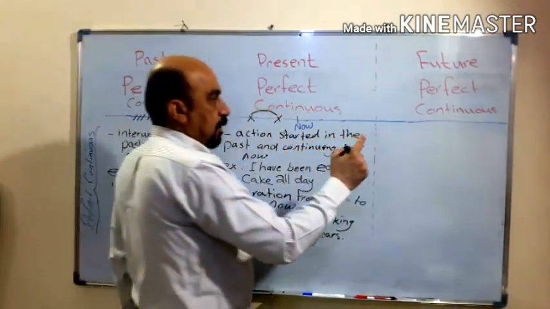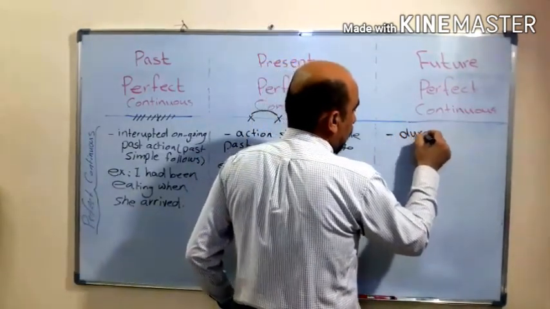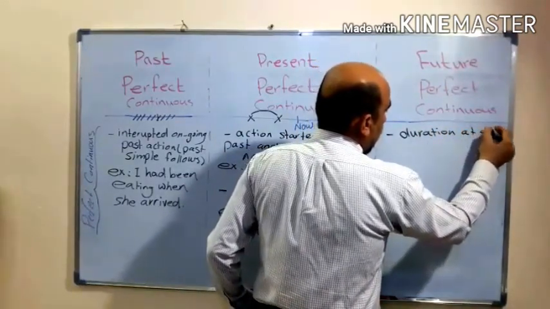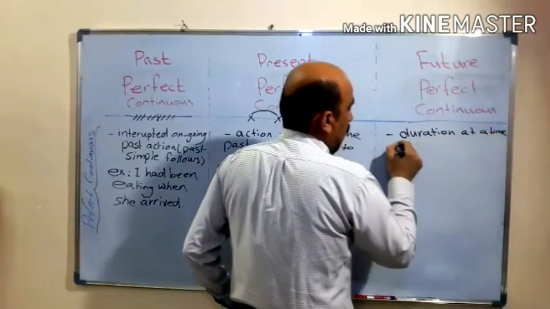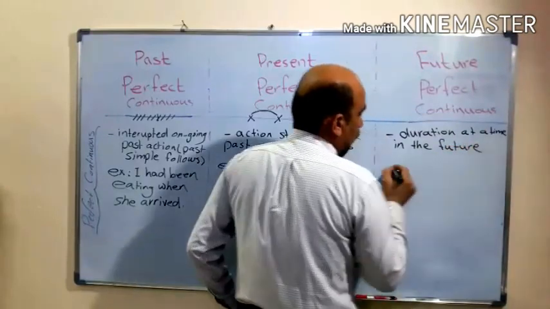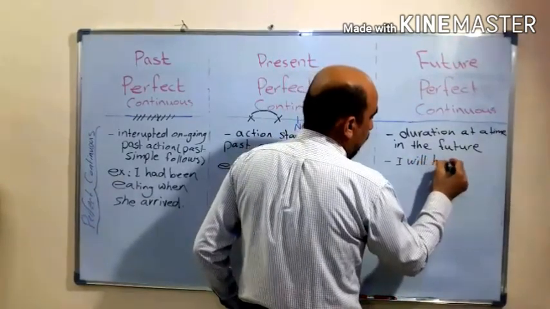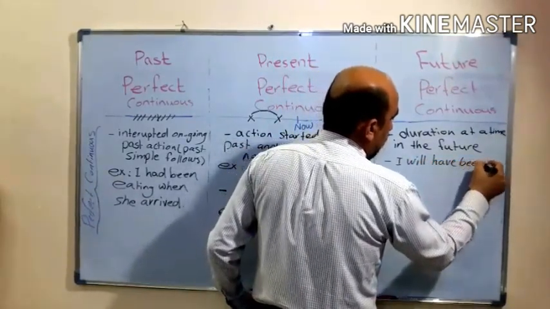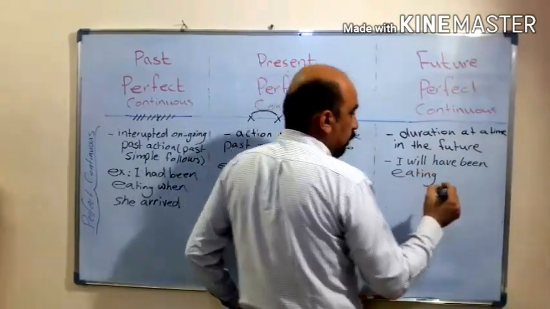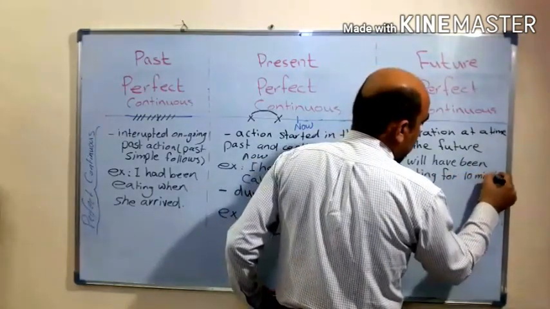The future perfect continuous describes a duration at a time in the future. For example, I will have been eating for 10 minutes.